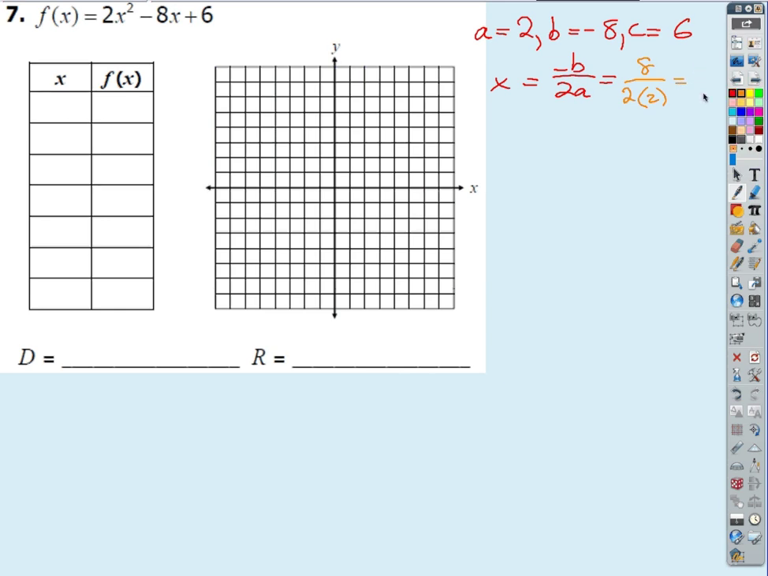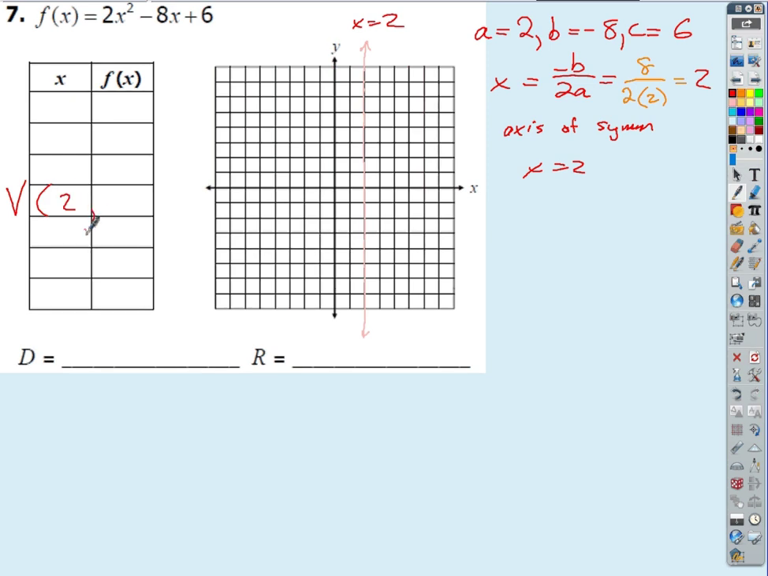Good. So we get the axis of symmetry is x equals 2. Okay, so there's my axis of symmetry. Good. So my vertex, I'm going to put a V for vertex. The x-coordinate of the vertex is 2.